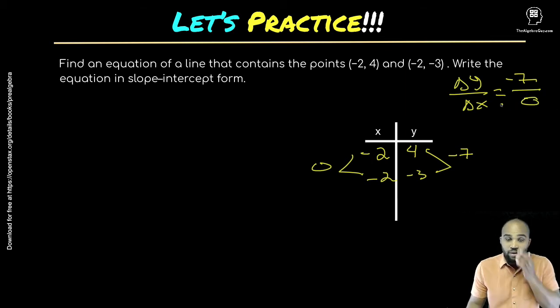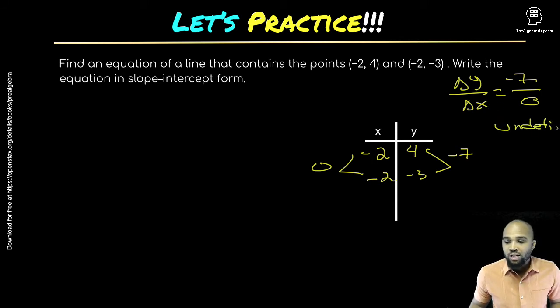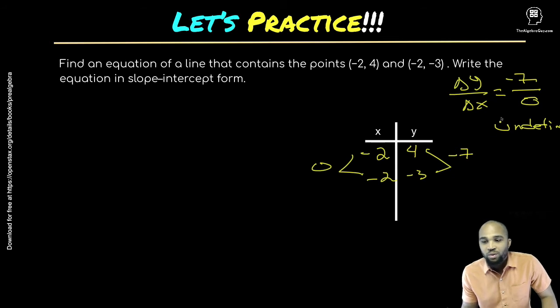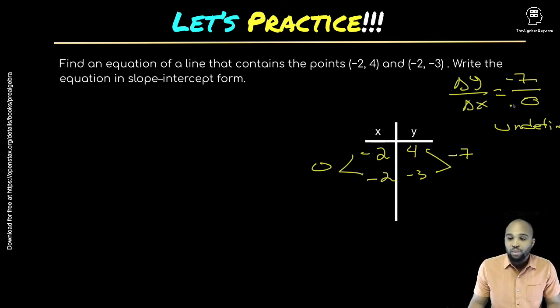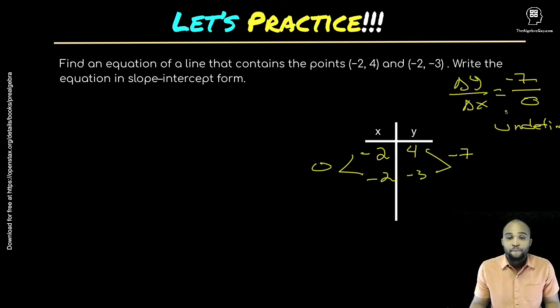So -7 divided by 0 is, what is it? Undefined. No, it's not 0. If you said 0, 0 divided by anything is 0. But trying to divide something by 0 is undefined. You can check it in your calculator, especially a graphing calculator. It'll literally say undefined, because you can't do that.